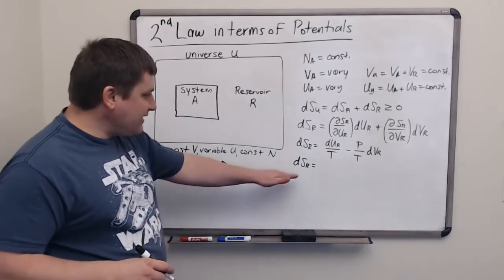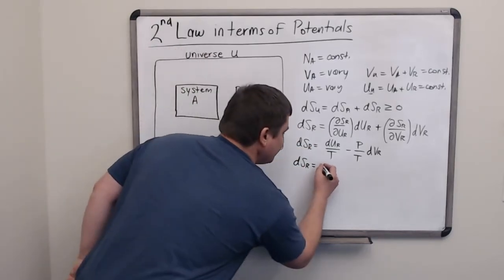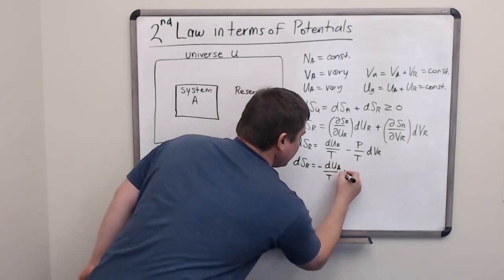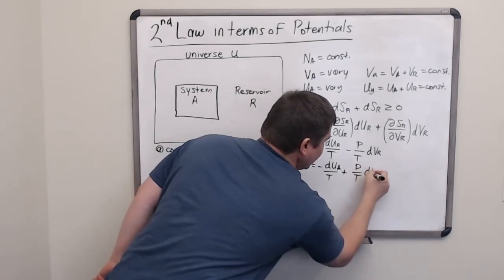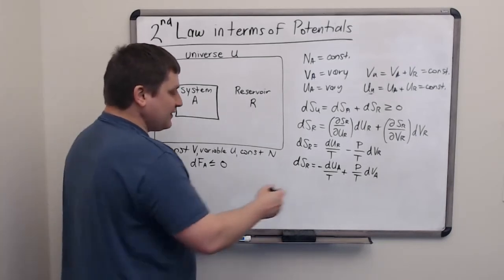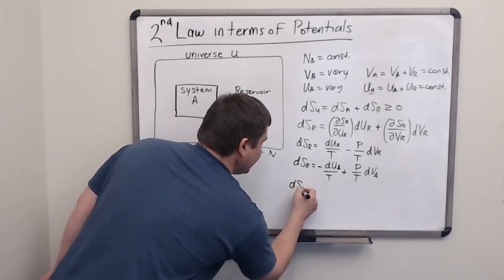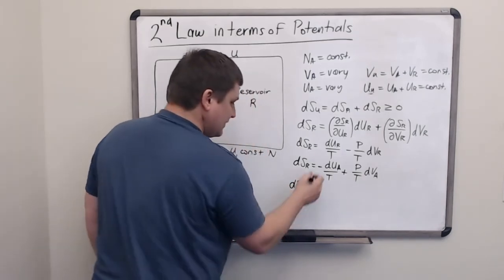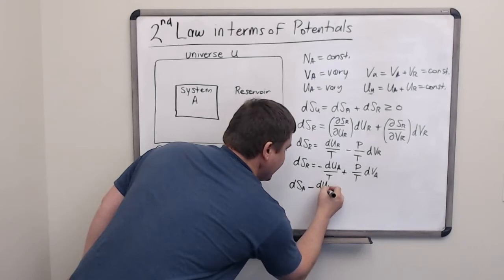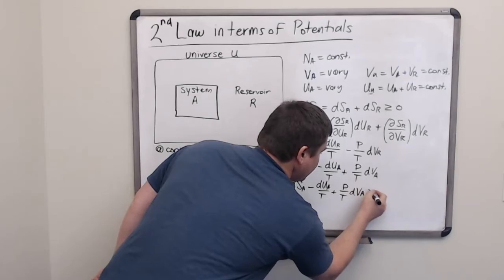Our last step for DSR is to put it in terms of properties of the system, not the reservoir. So we'll change this due to the conservation law to minus dUA over T plus P over T times dVA. Now we combine this with the whole second law of thermodynamics. The change in entropy of the system A plus the change in entropy of the system R, which I'll write in terms of dUA over T plus P over T dVA, must be greater than or equal to 0.